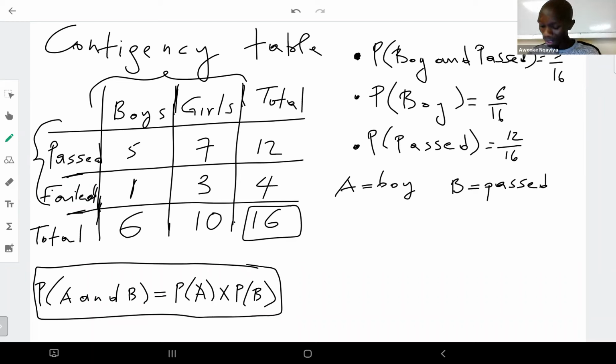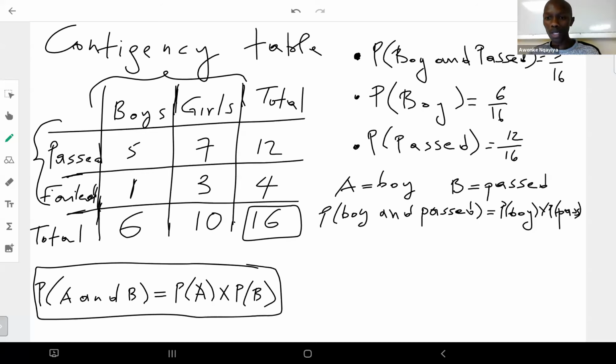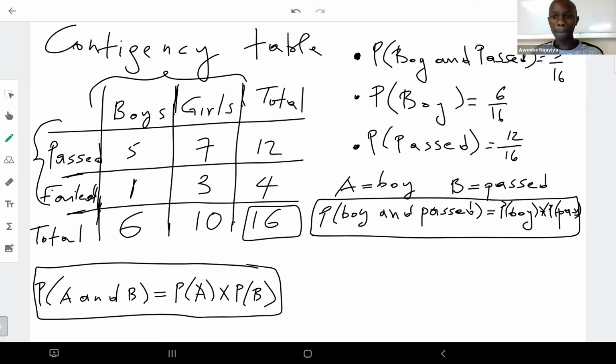So we want to check now if the probability of a boy and passed is equal to the probability of boy multiplied by probability of passed. We want to check if those two things are equal. Remember, we do not know whether this is correct or not. We just want to check that.